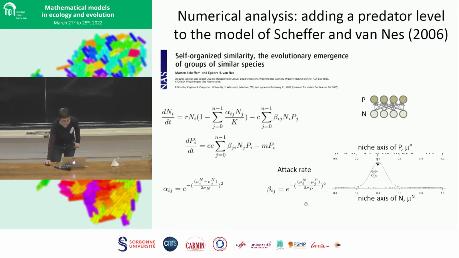So for the simulations, we followed exactly the same approach as Scheffer and Van Nes. The different species were positioned randomly on the niche axis. We had a large number of species, 200 prey and 200 predators, and we simulated the dynamics of the species over time. And basically, we look at whether we observe clusters. For finding clusters, there is an algorithm to detect clusters and detect whether the pattern differs from random. So we have an algorithm here for cluster detection.